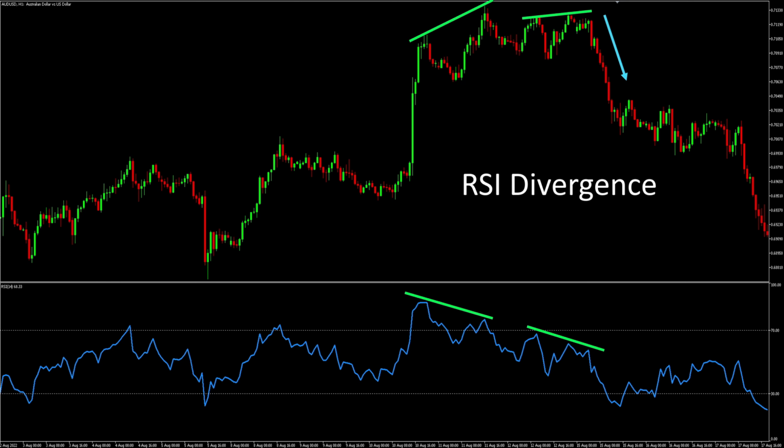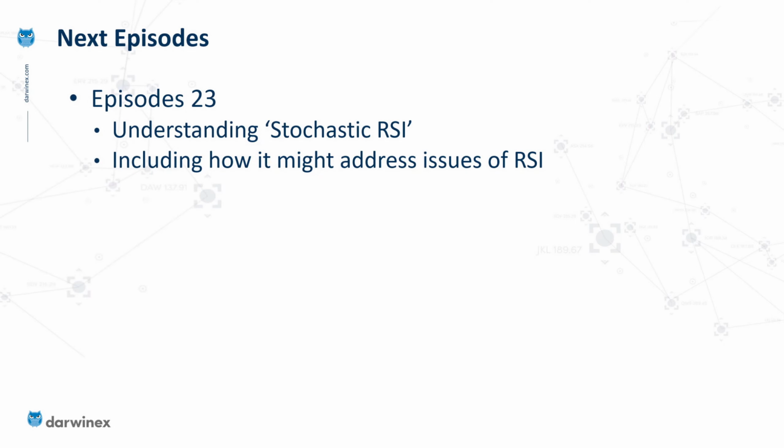Okay, so I've now covered two of the main characteristics of RSI. We've looked at overbought and oversold signals, and we've looked at RSI divergences and agreements. So now we're ready to go to the next stage, which is looking at the stochastic RSI. I'll be covering how this variant of RSI is calculated and looking at how it might specifically address some of the issues that are encountered with RSI.